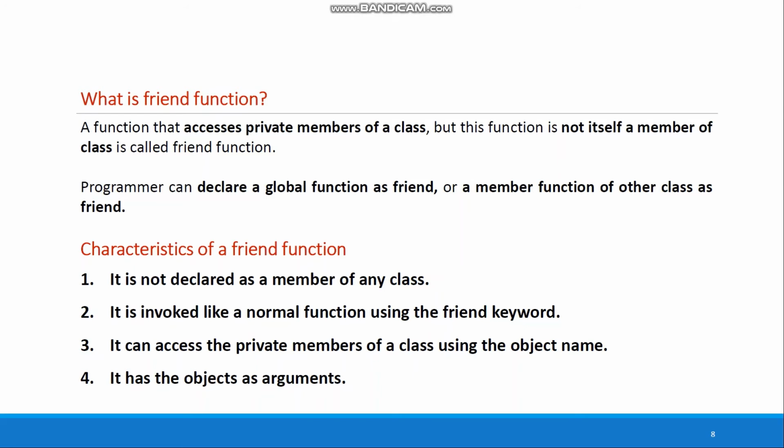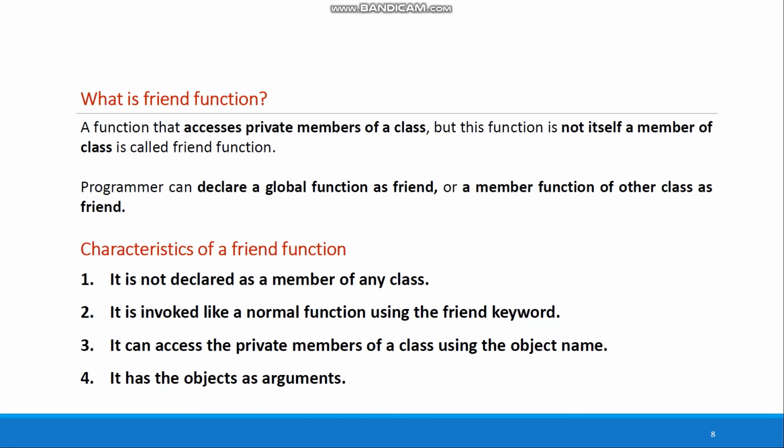Second, it is invoked, it is called like a normal function. To implement a friend function, we need the keyword friend. Without using this keyword, we cannot implement a friend function for any class.